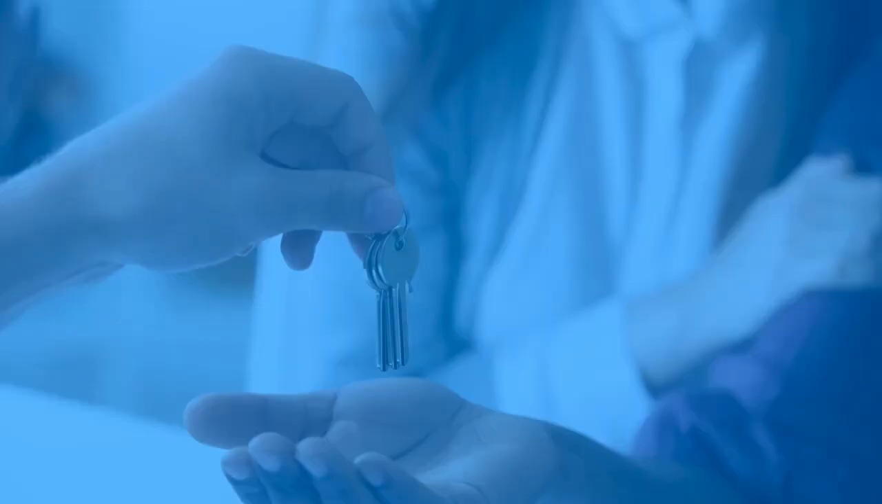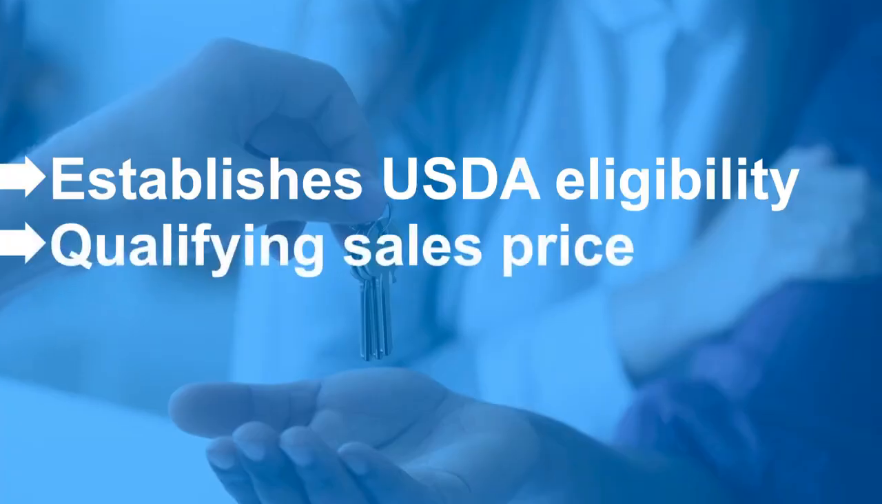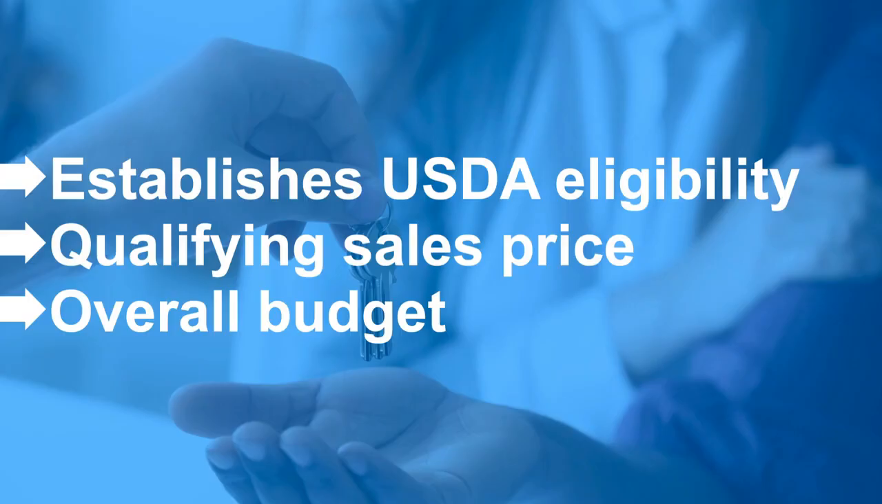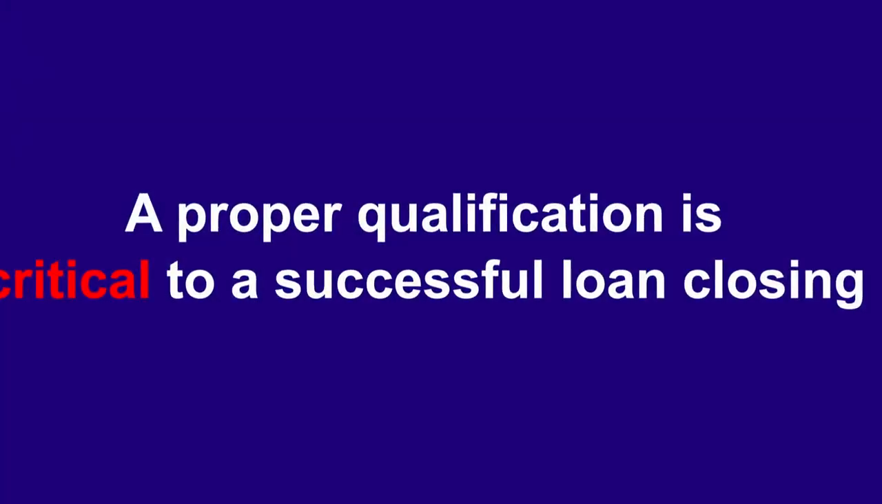Understanding USDA income eligibility requirements is key for both homebuyers and realtors alike because it establishes USDA eligibility, your qualifying sales price, and overall budget when looking at homes. A proper qualification is critical to a successful loan closing.